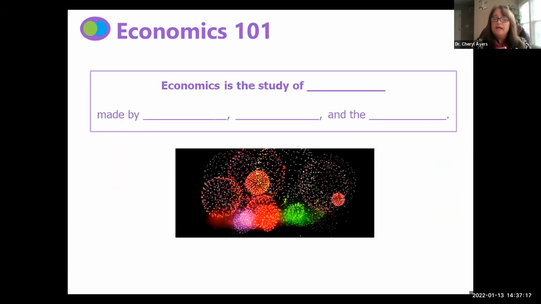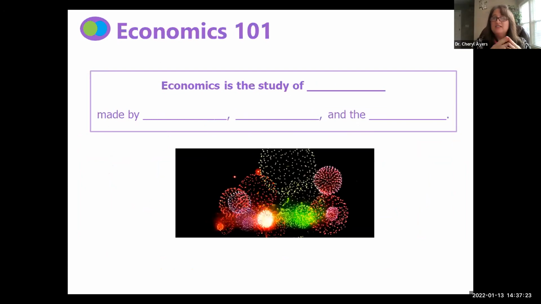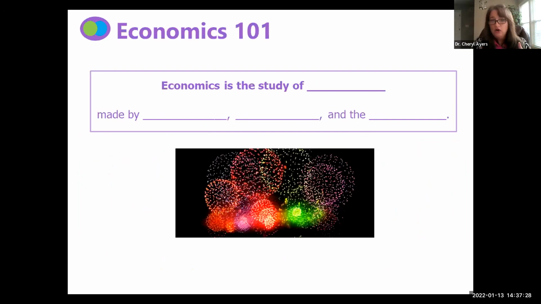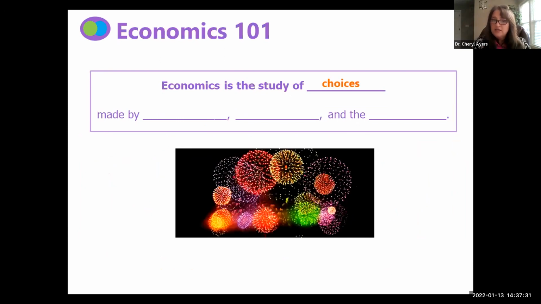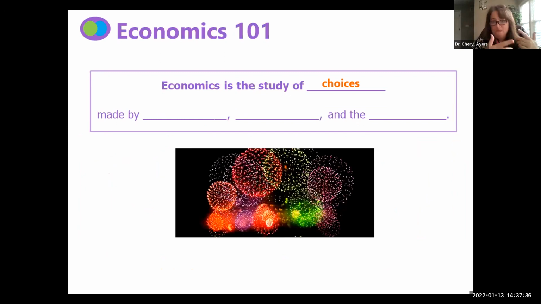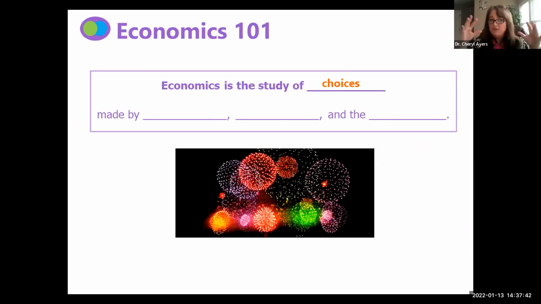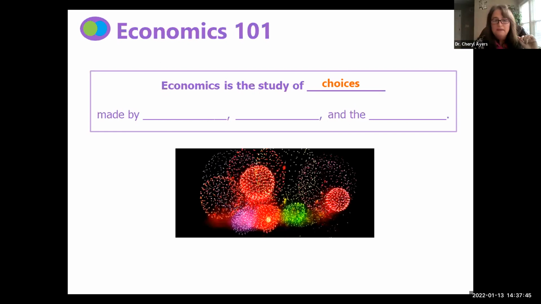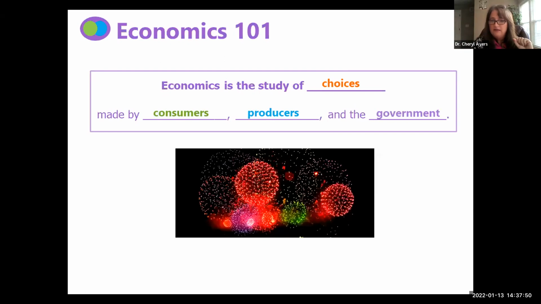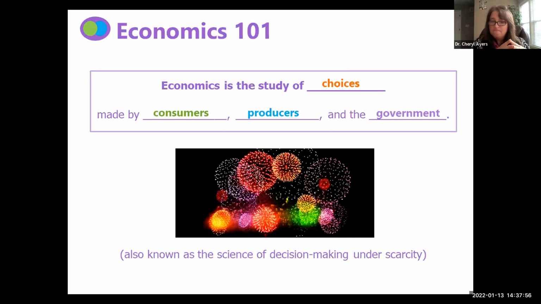And in conclusion, here's what I want, if nothing else, for you to leave our webinar today realizing: economics is simply, and this is why we teach it in elementary grades, including kindergarten, the study of choices made by those three players. Economics is a social science, it studies human behavior, but because we don't want to study sociology or psychology, we have to put some parameters on the study of choices. And we're going to remember choices made by consumers, producers, and the government. And you can also say economics is simply the science of decision-making under scarcity.